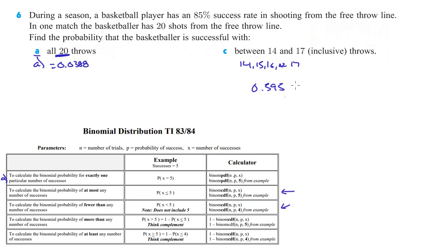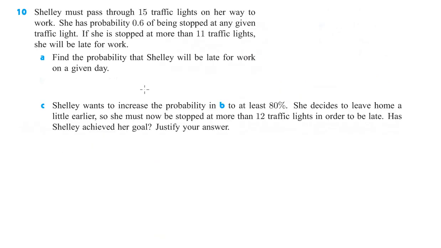We get 0.022, and we subtract it from 0.595. When we subtract those two from each other, we get 0.573. And that is the correct answer that we're looking for. That would be the same thing again if you found the probability of getting exactly 14, exactly 15, exactly 16, exactly 17, and added them all up. But this is 2 fewer calculations, so I kind of like that one a little bit better. All right, let's take a look at some more here.